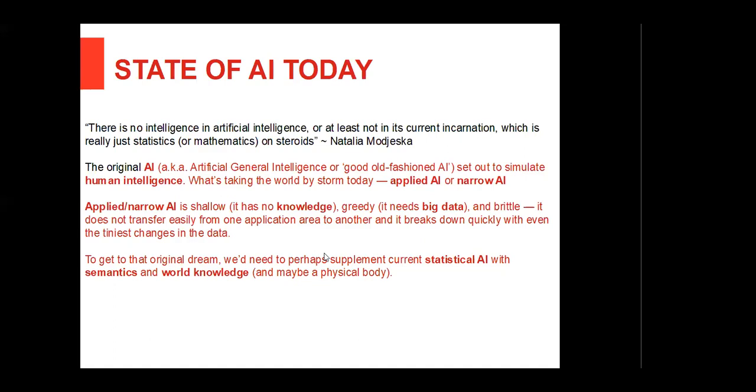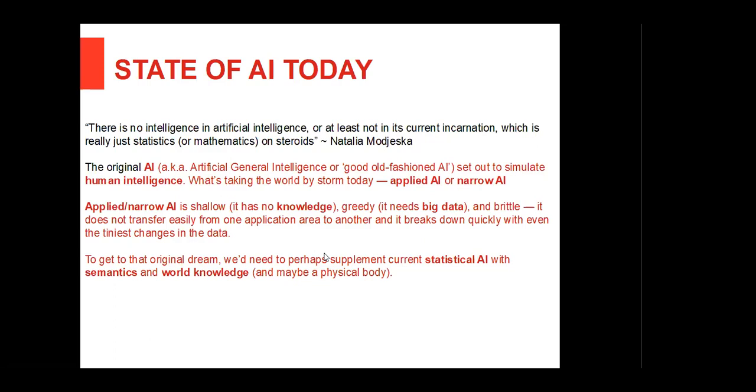So that background knowledge I was talking about. It's greedy because it needs a lot of data for them to understand something very small. It shouldn't be. When human beings try to understand things, we don't need to be told so many things. So we need to make our AI to be like that. Now, again, it does not transfer easily from one application area to another. It breaks down quickly with even the tiniest changes in data. So we cannot move that narrow AI, for example, like machine learning, it cannot move what it learns from one application and push it to another application. For it to move to the other application, you need to run the same algorithms again.